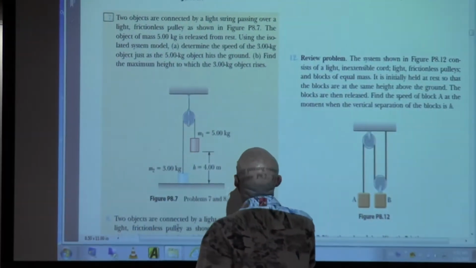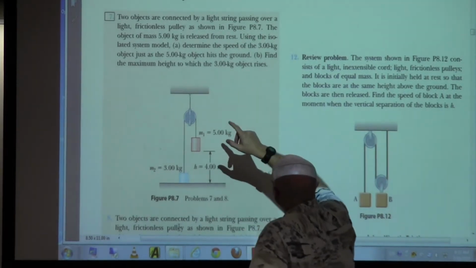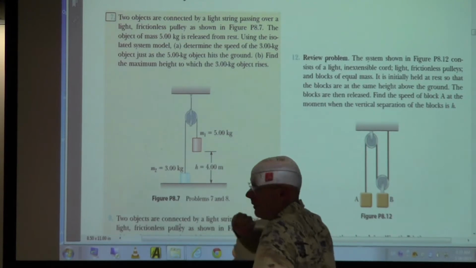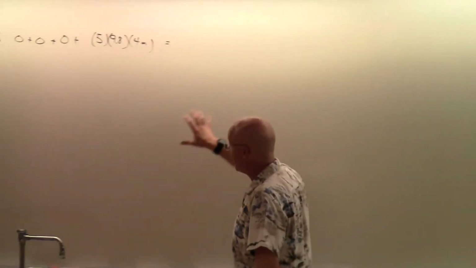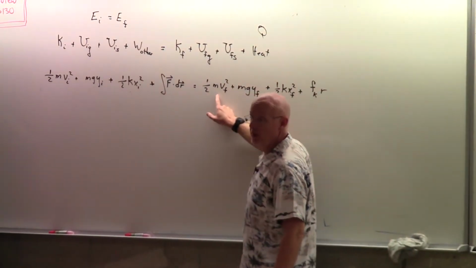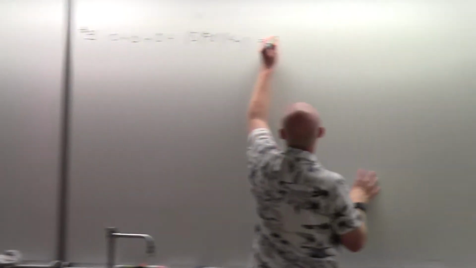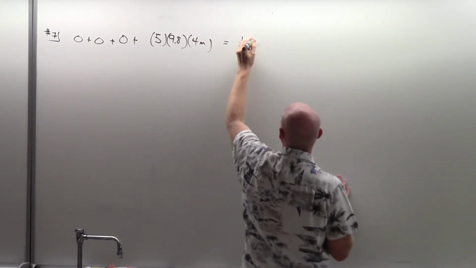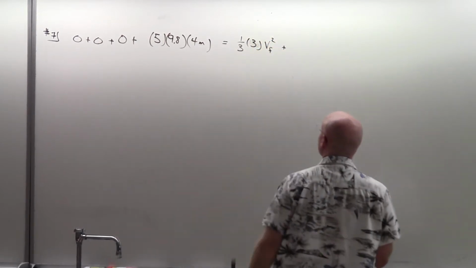And I really like the way the author words it. It's going to make you think about it quite heavily here. It says, determine the speed of the 3 just as the 5 hits the ground. All right, so why don't we start with kinetic energies on this side, final. Let's talk about the 3. Is the 3 moving? Yeah, so there would be a 1/2 m, whoops, and let me put in the value. It would be a 3 for its mass, and then it would be some final speed.